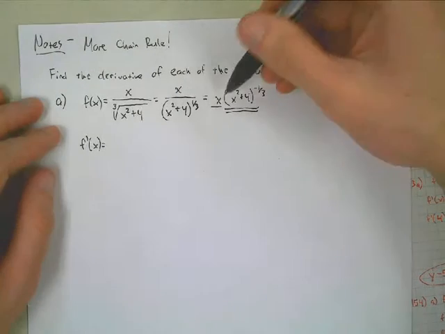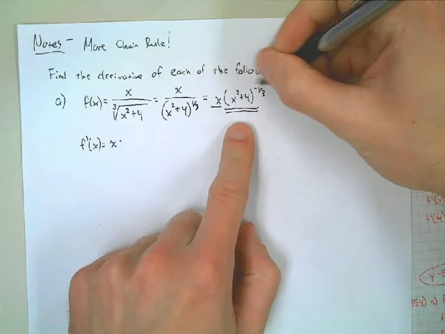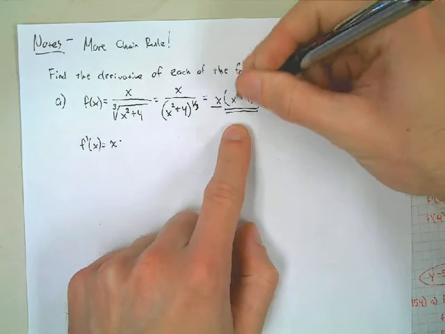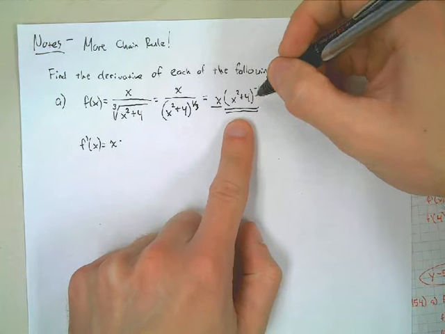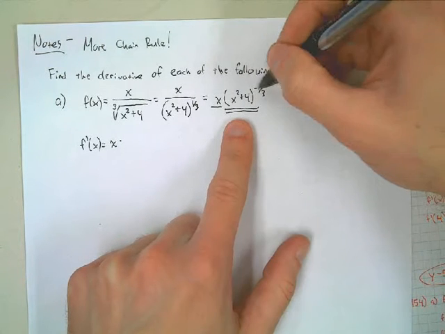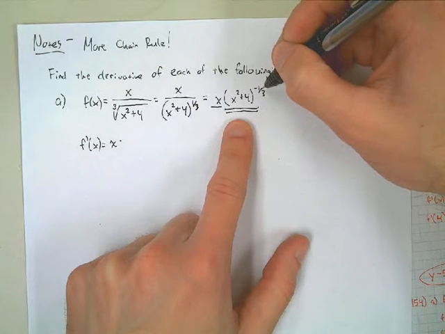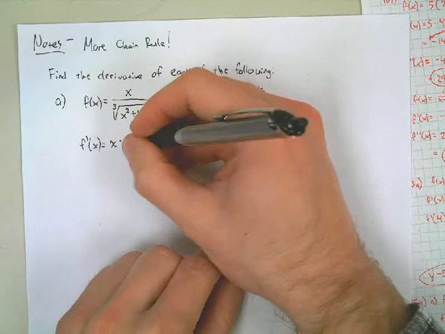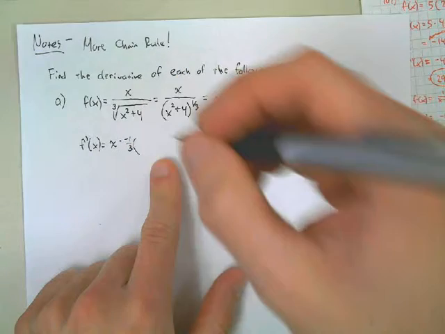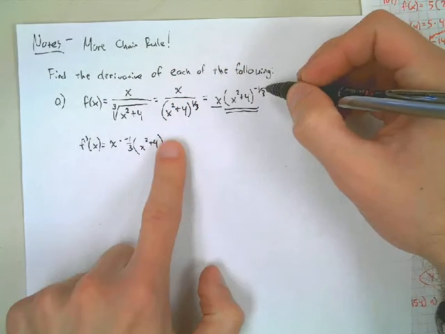So it's the first thing here, x times the derivative of this. Okay, so when we go to take the derivative of this, we have to use the chain rule. So it's something to the negative 1/3 power. So what do we do with this negative 1/3? Pull it out front. Leave what's inside. And then our new power, and don't forget this power.